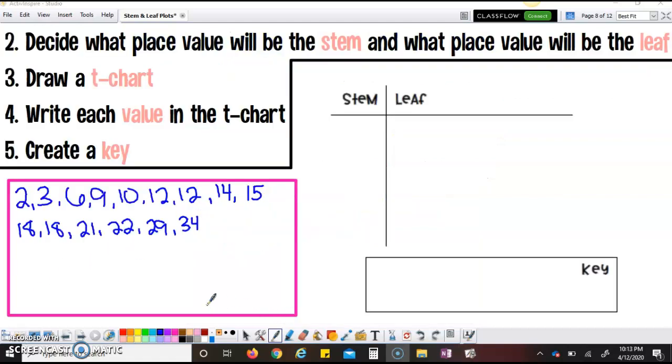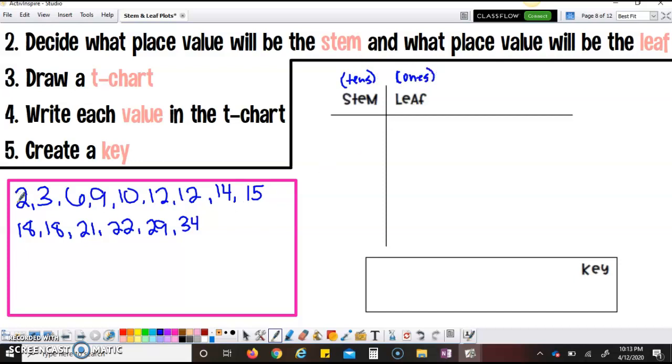Once we've got our data in order from least to greatest, our second step is to decide what place value will be the stem and what place value will be the leaf. Okay, so in this case, since we've got 2 all the way up to 34, we're going to make our stem be the tens place. And we're going to make our leaf be the ones place.